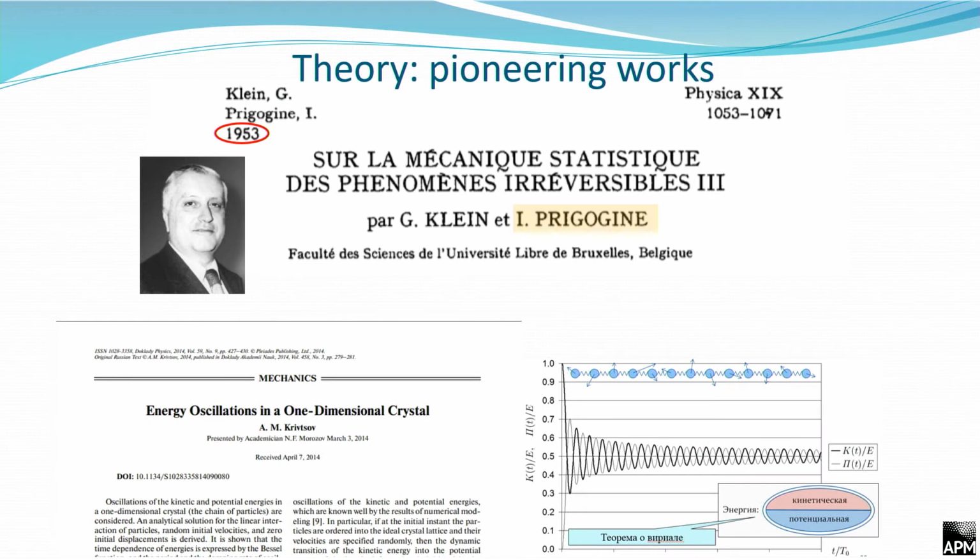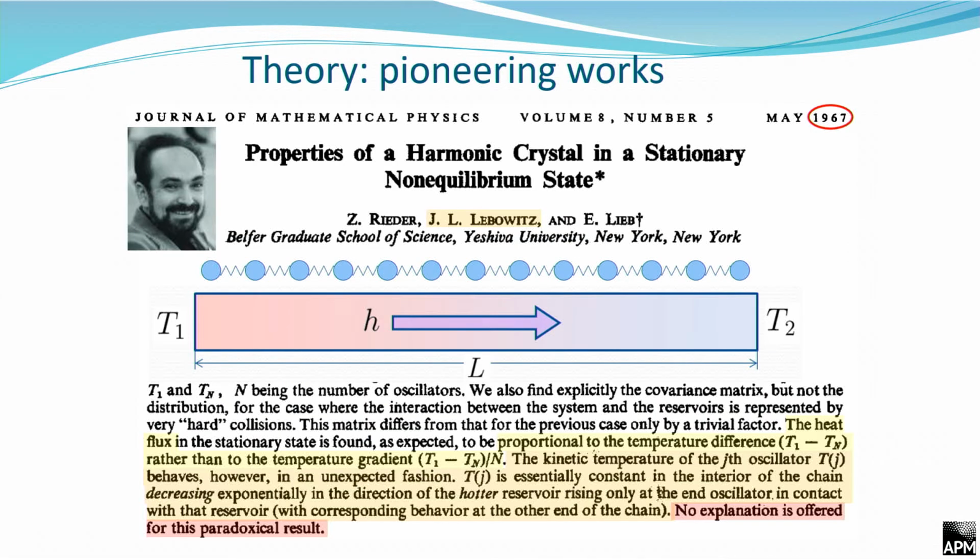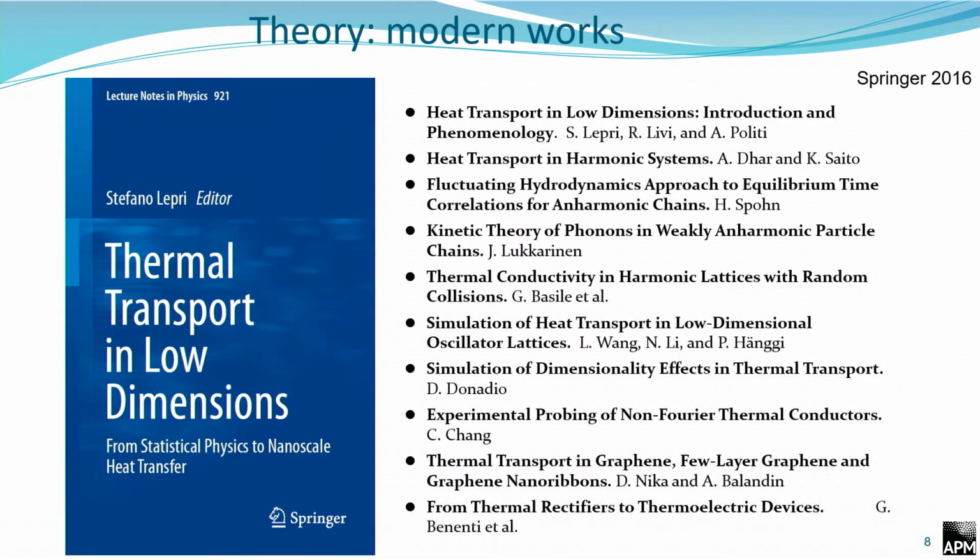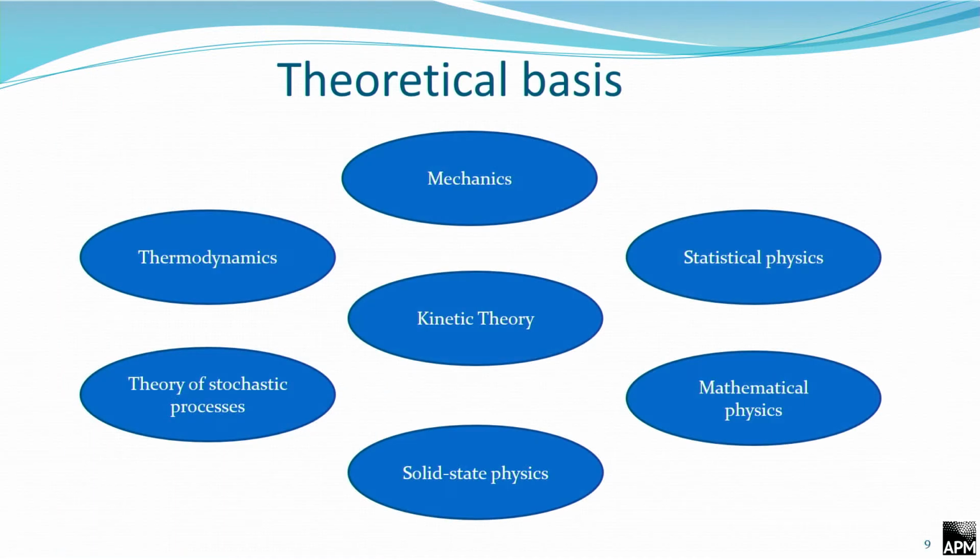Now these problems, especially in discrete media, were analyzed by classics. For example, this is a very interesting paper by Ilya Prigozhin, the Nobel Prize winner. And this is also a classical paper by Joel Lebowitz and co-authors, which actually was one of the first papers on ballistic heat transfer in simple chain systems. This is a recent book on heat transfer at the nanoscale, where many of these processes are analyzed.